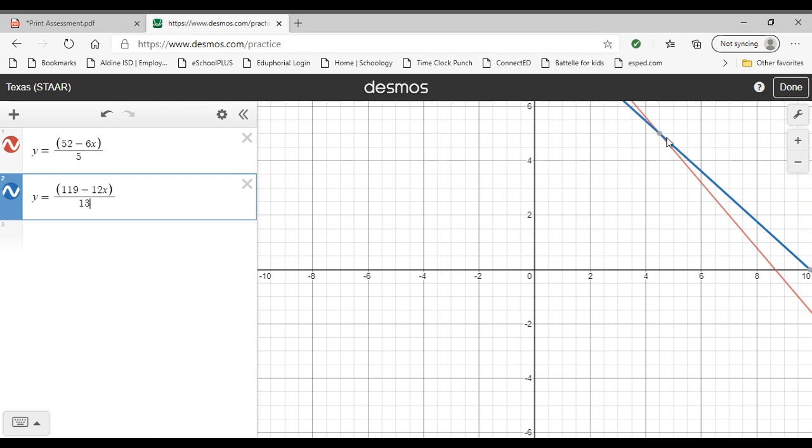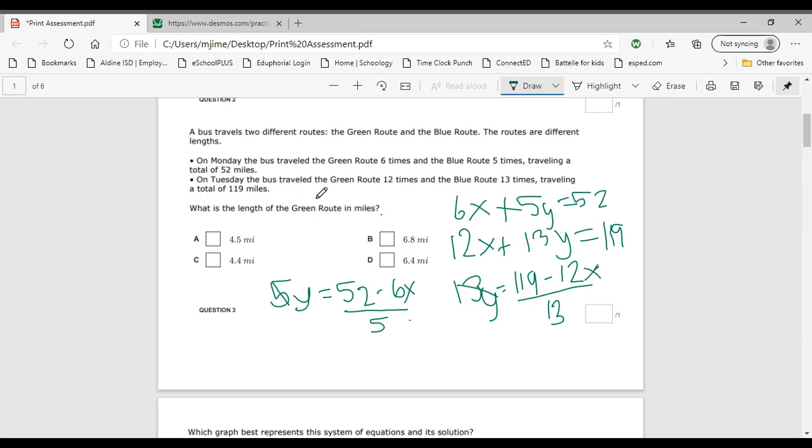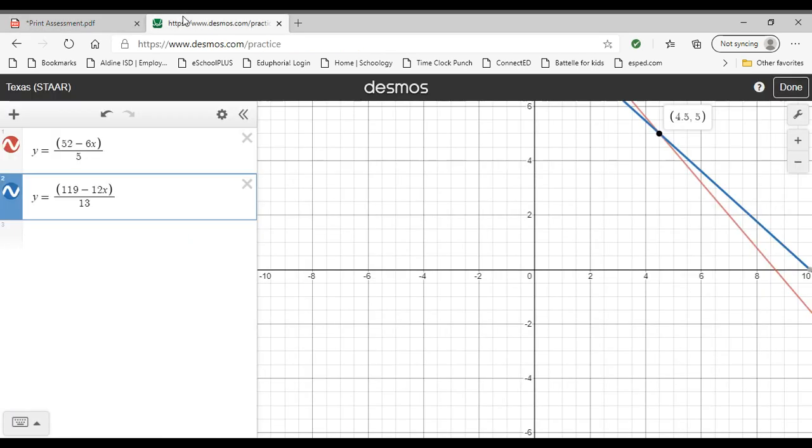Now you're going to click on where the two intersect. It's 4.5 and 5. You are looking for green. The green is my X. So 4.5 would be my answer. Okay, so it's 4.5 and 5.